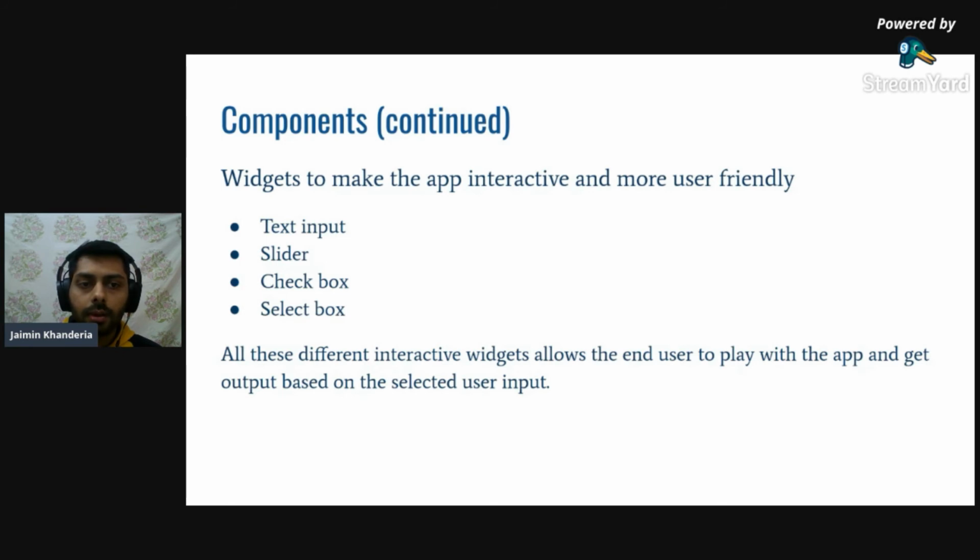The last widget that we will be covering is the select box. Select box is essentially a drop down option. Drop down options can be of two types: single value drop down and multiple value drop down. The developer needs to make sure that he or she includes this widget so that it makes the web app more user friendly and interactive.